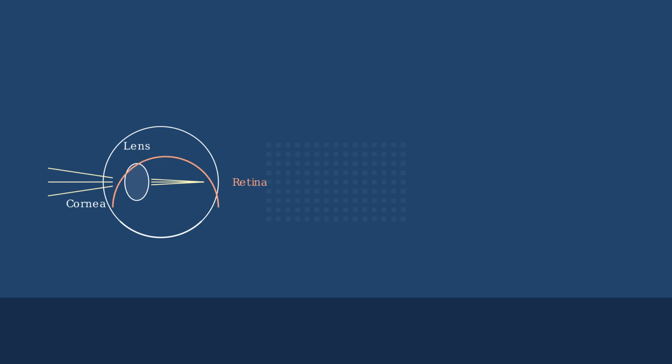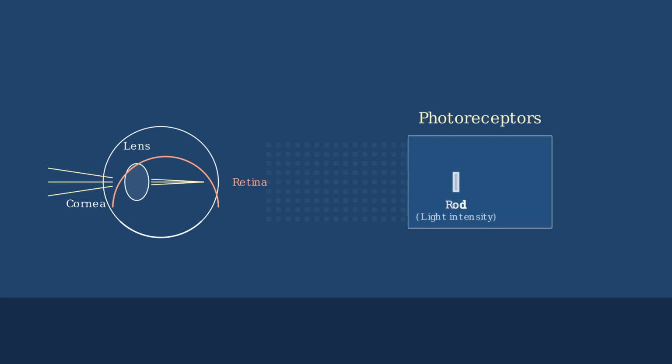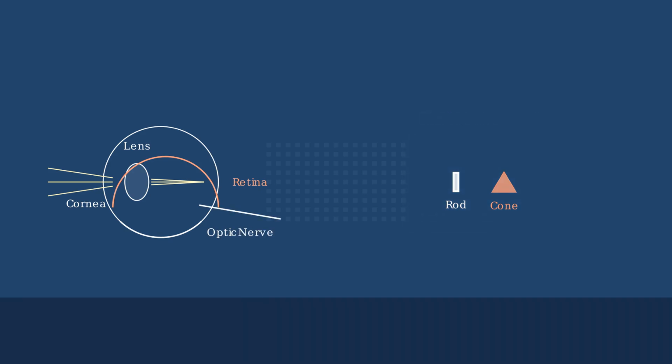The retina contains specialized cells called photoreceptors. The retina contains two types of photoreceptors: rods, which detect light intensity and allow us to see in dim light, and cones, which detect color. These photoreceptors convert light into neural signals that travel through the optic nerve to the brain. The signals travel to the visual cortex, a region at the back of the brain that processes visual information.